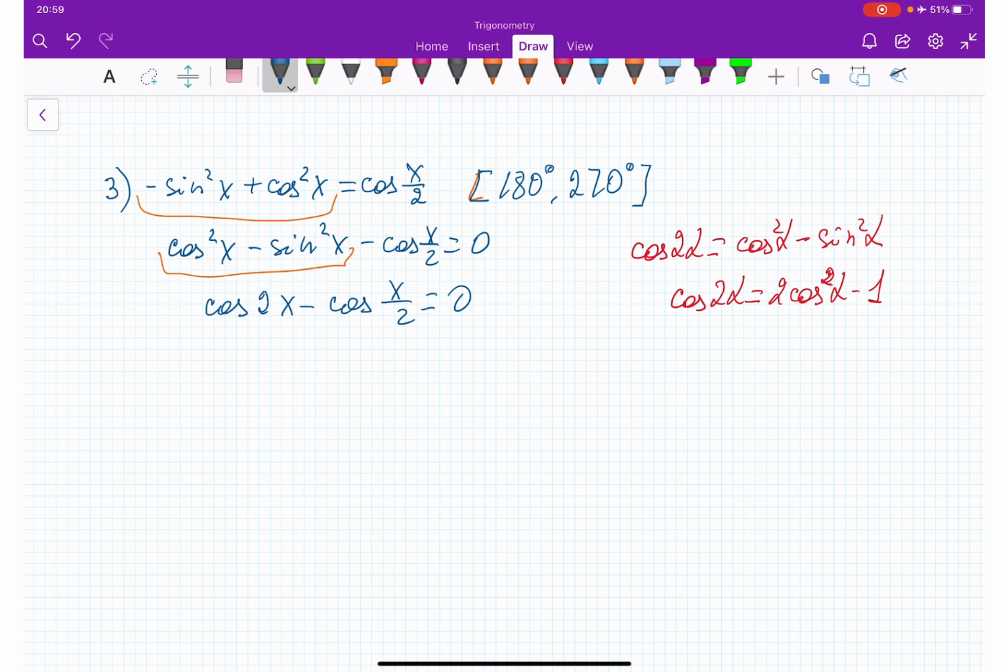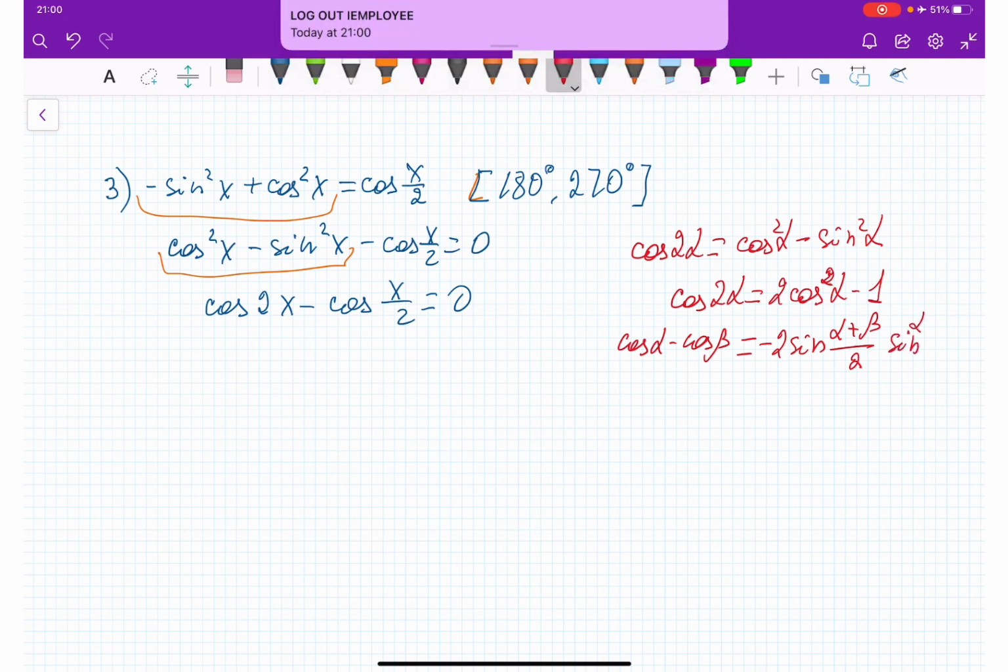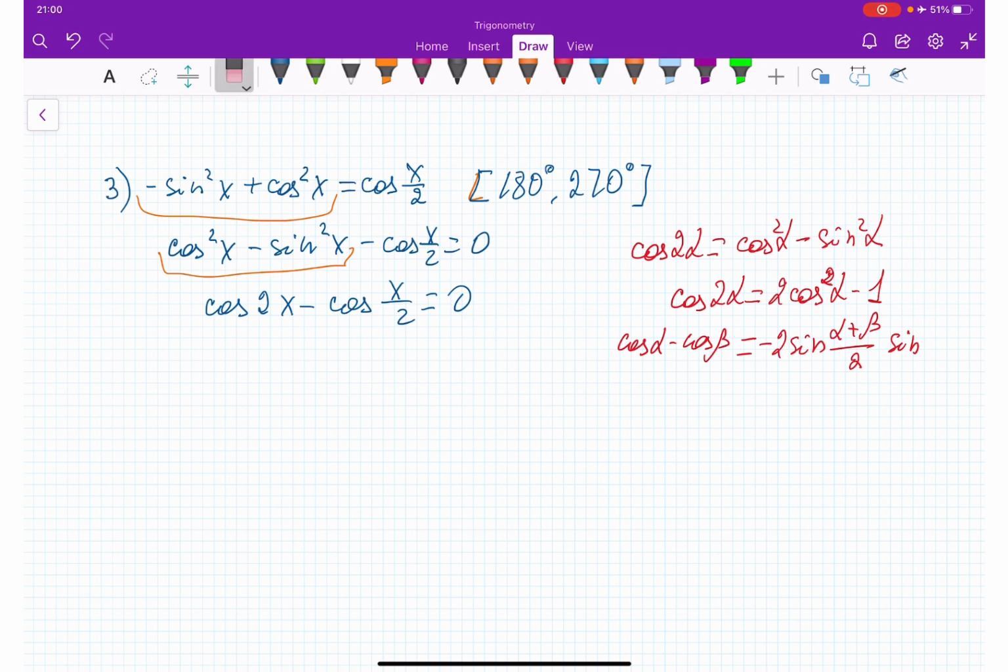Okay, here look what I have, cosine 2x minus cosine of x over 2. Since I can't do anything anymore, I could bring cosine 2x to x, but then it will generate also a square. So the easiest way to solve is to apply the formula that we haven't used so far, and that is the difference of cosines: cosine alpha minus cosine beta is equal to negative 2 sine of alpha plus beta over 2 times sine of alpha minus beta over 2.